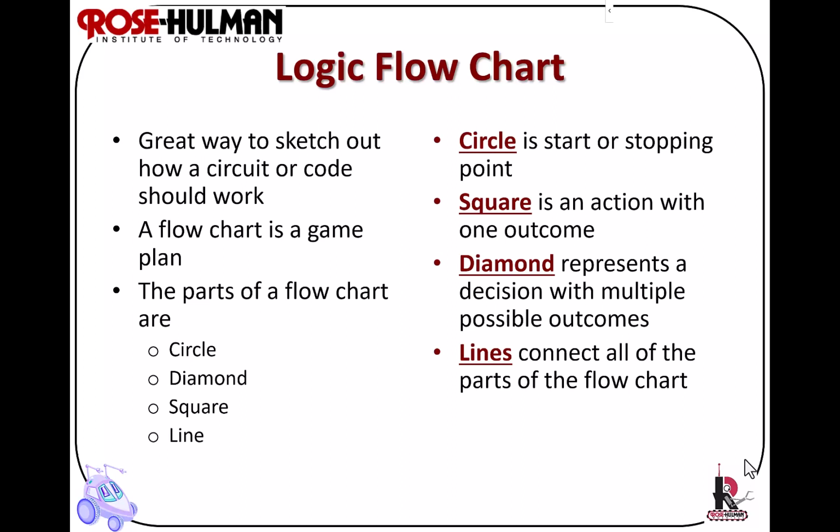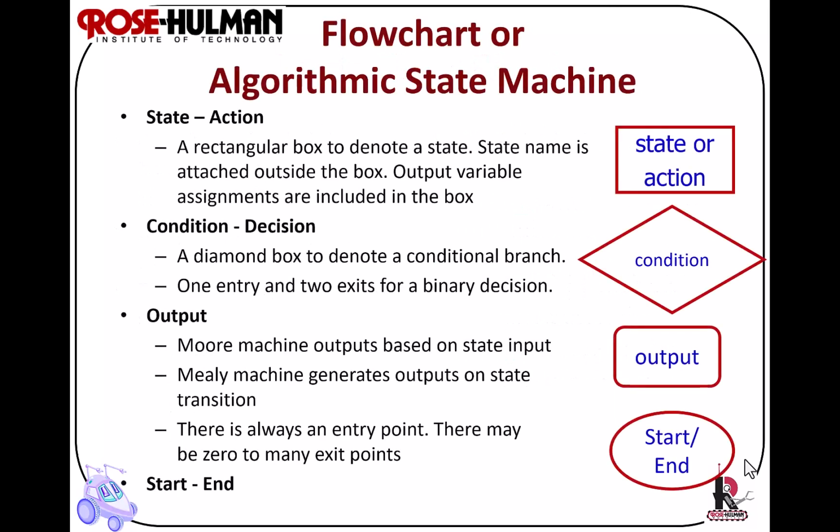A flowchart may have circles, diamonds, squares, and lines, where a circle denotes starting and stopping. Squares are an action with one outcome. A diamond represents where a decision may be made with multiple possible outcomes, and lines connect all the parts of the flowchart so that you know the way that the process happens.